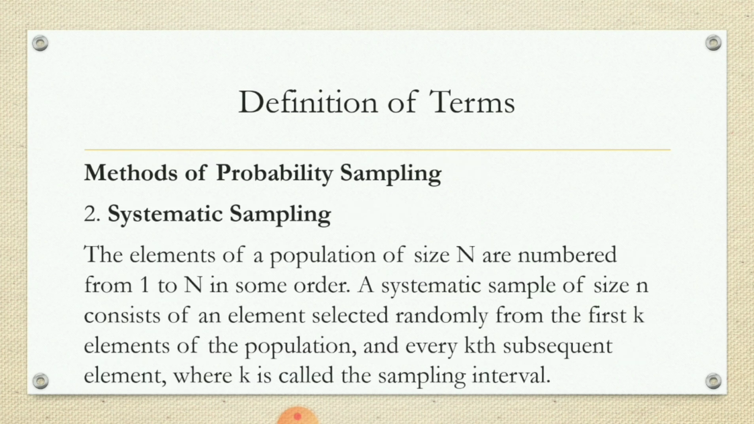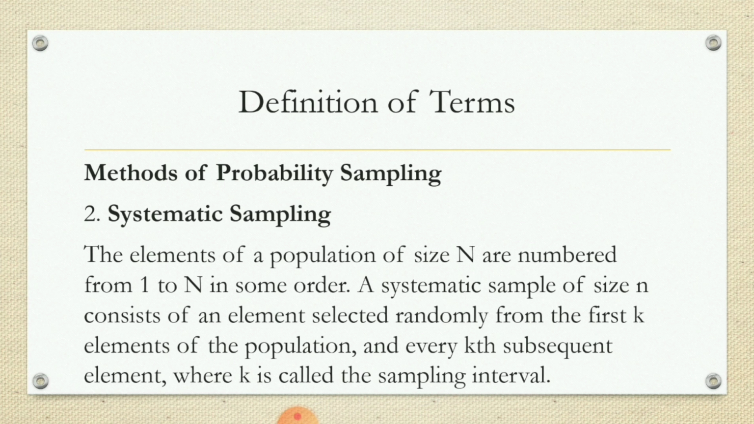Next is systematic sampling. The elements of a population of size N, the uppercase N, are numbered from 1 to N in some order. A systematic sample of size n consists of an element selected randomly from the first k elements of the population and every k-th subsequent element, where k is called the sampling interval.